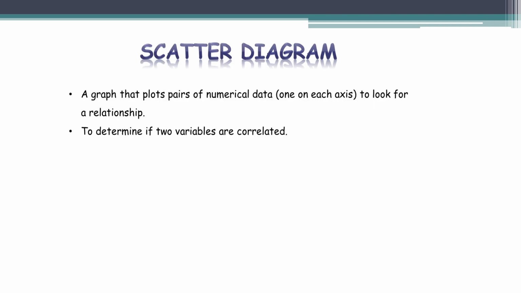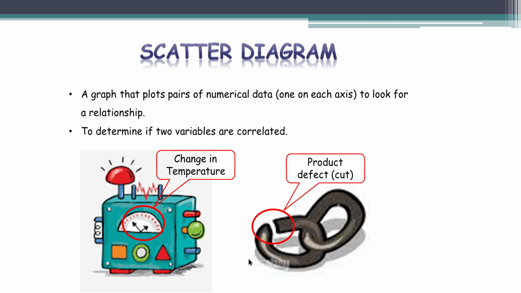While a histogram shows you the personality of a single variable, a scatter diagram is used to see the relationship between two different variables. In quality control, this is the detective tool. It helps you to prove or disprove if a change in one factor like machine temperature causes a change in another factor like product defect.